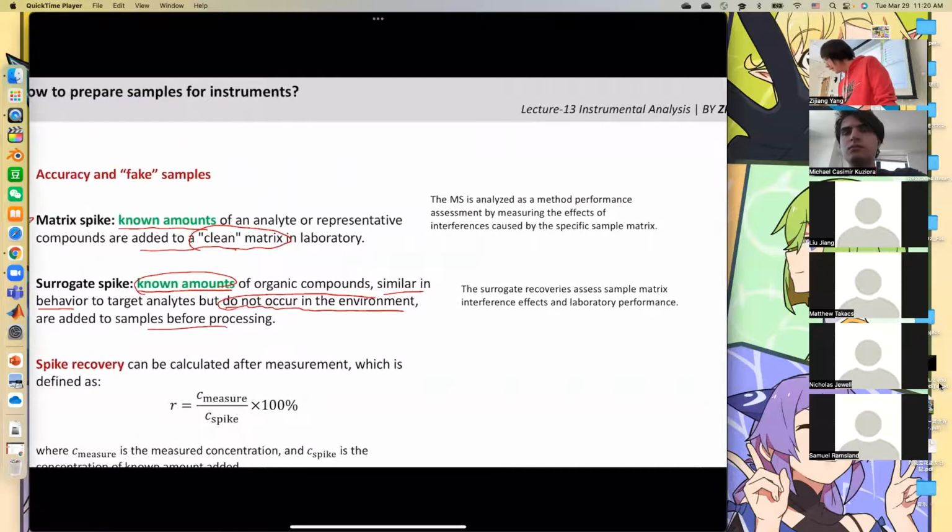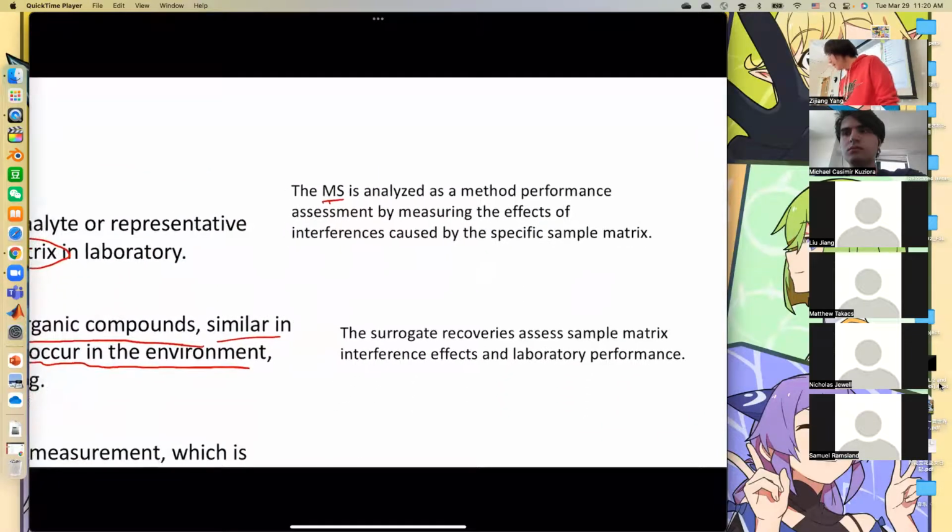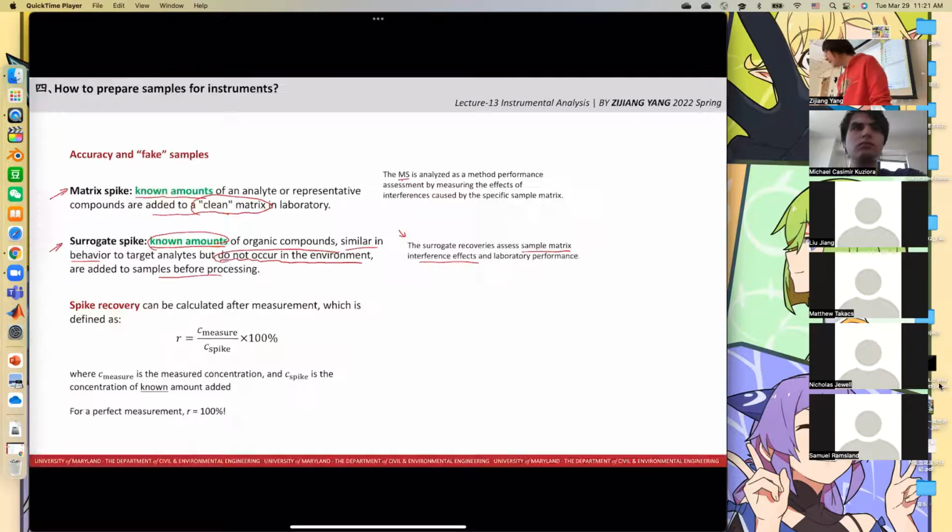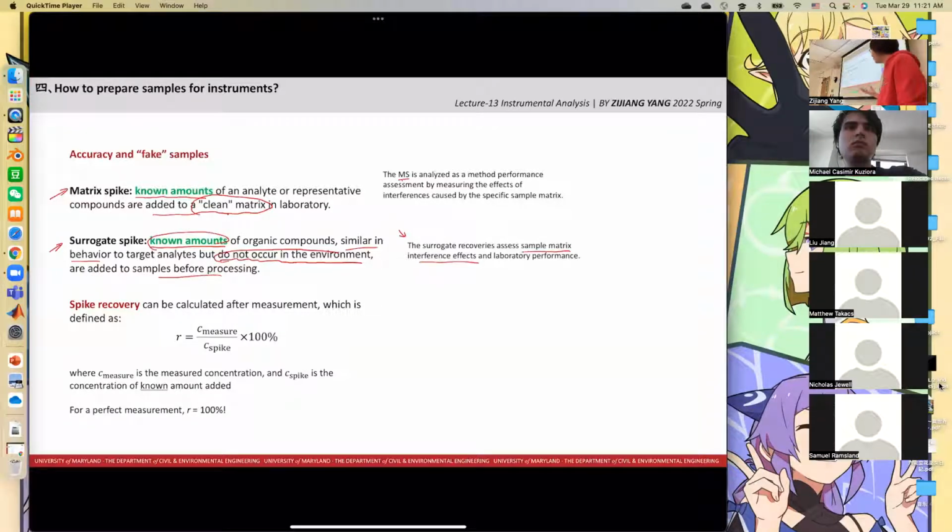So in general, the matrix spike is analyzed as a method performance assessed by measuring the effects of the interference caused by the specific sample matrix. And the surrogate spike assesses sample matrix interference effects and laboratory performance. So basically, we want to make sure our sample is clean and our experimental method is accurate, is correct, and there is no contamination during the experiment.